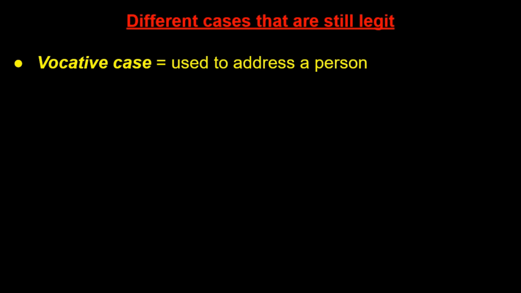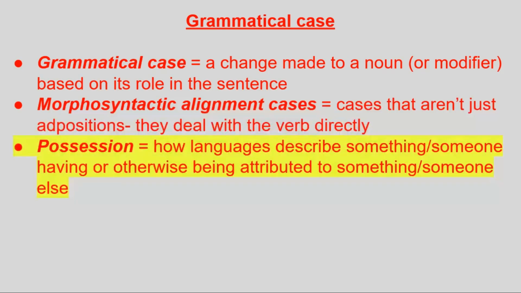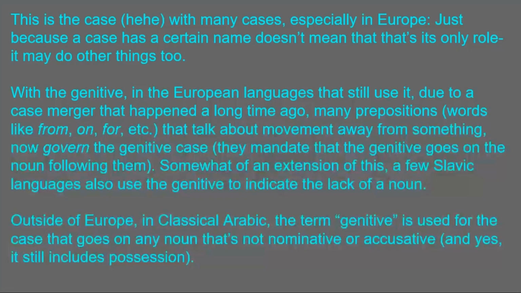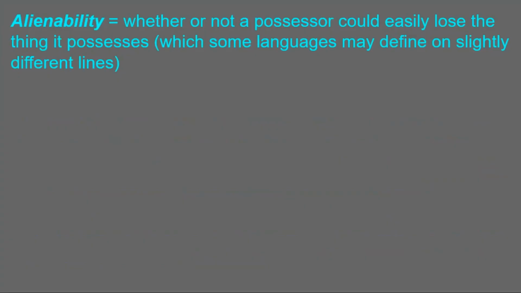So now onto the other cases, I'll just quickly say that when a language has a case for addressing people or things directly, it's called the vocative case. And now we get to talk about possession, which is when something belongs to or is otherwise attributed to something else. The main case you'll hear about for this is the genitive case. However, be aware that in some languages that use a genitive case, especially in Europe, that case may have more functions than just possession.